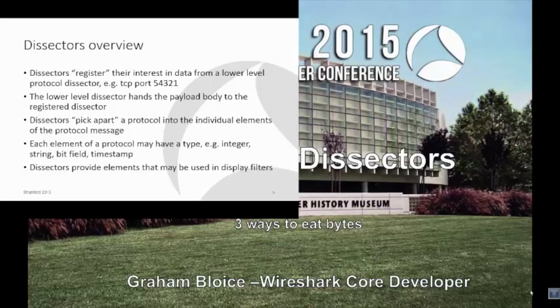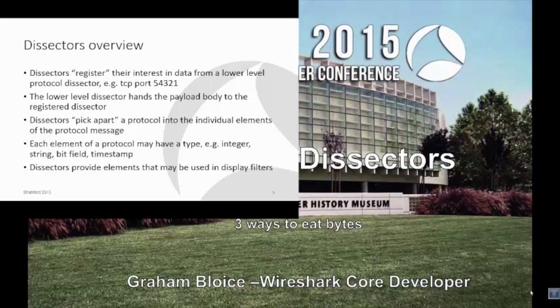So dissectors then have to register their interest in that data. So you have to register with the lower level protocol, for instance there, TCP port 54321. I've invented a protocol that we're going to use today that runs on TCP port 54321. Lots of protocols have IANA assigned ports, so that's a fairly easy registration.